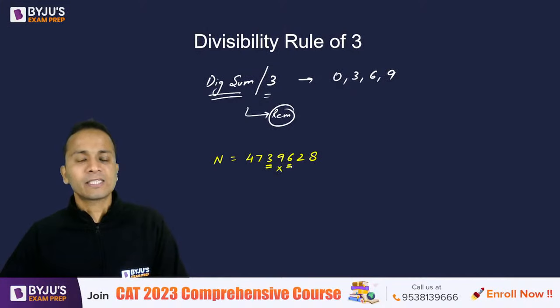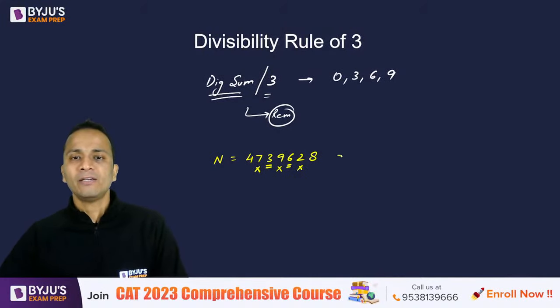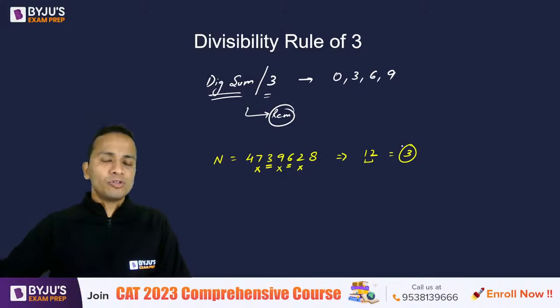3 and 6 can be ignored. 3 plus 6 will become a 9. 7 and 2, 7 plus 2 will become a 9. So I'm left with 4 and 8. So the digital sum for this number is 12. Now add these two digits and the digital sum finally will become 3.